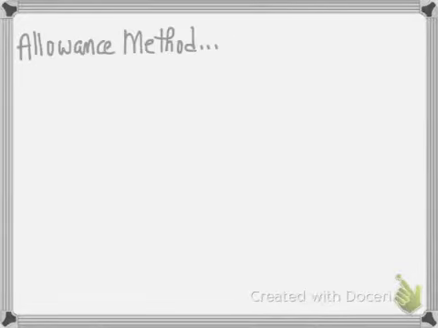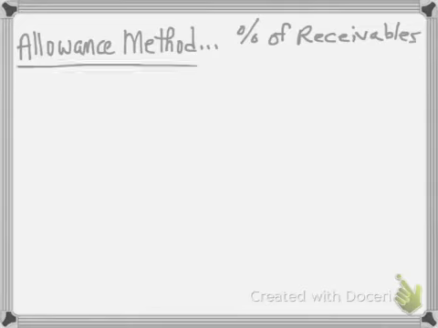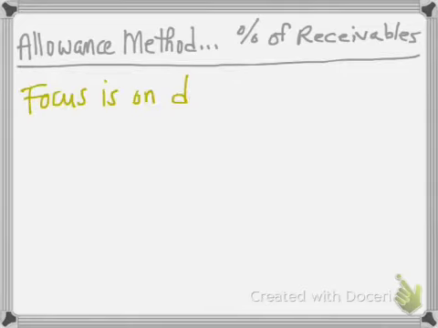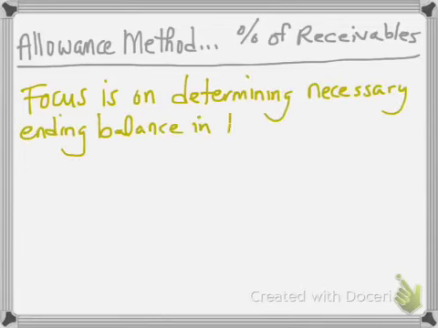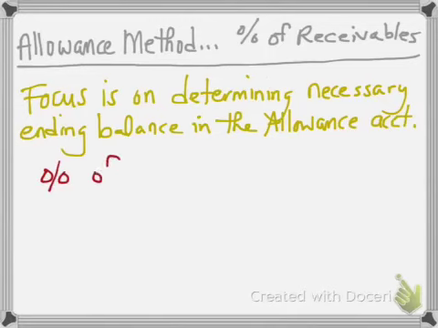All right, the allowance method has really two approaches. We're going to focus here on the percentage of receivables method, right? And the focus on either one of the versions of the allowance method is on determining the necessary ending balance in the allowance account. And the allowance for doubtful accounts, sometimes called the allowance for uncollectible accounts, that's a contra asset account. It is connected to the asset accounts receivable. Those two accounts go together for us to determine net receivables.